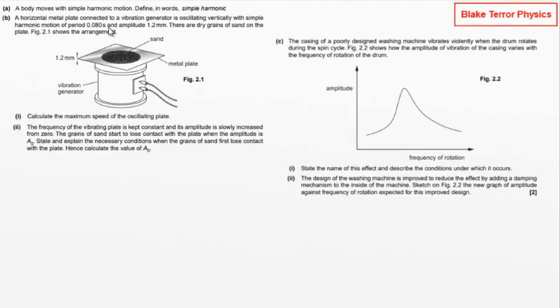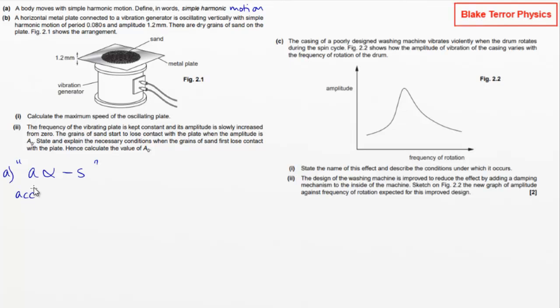Okay, here's some more simple harmonic motion. So if a body moves with simple harmonic motion, let's define that in words. Let's start with the formula. So for simple harmonic motion, we know we want this. So let's turn that into words.